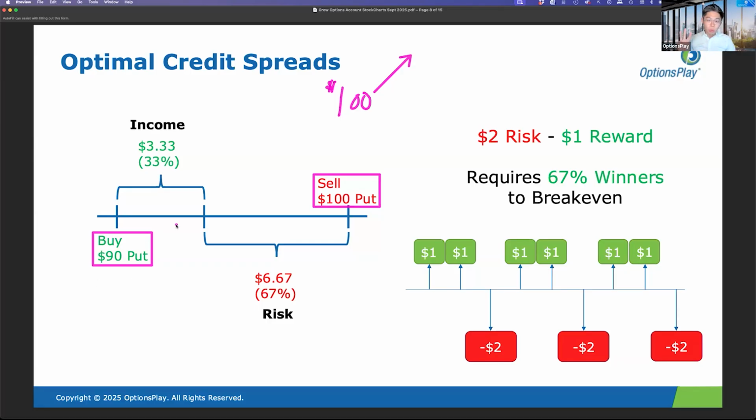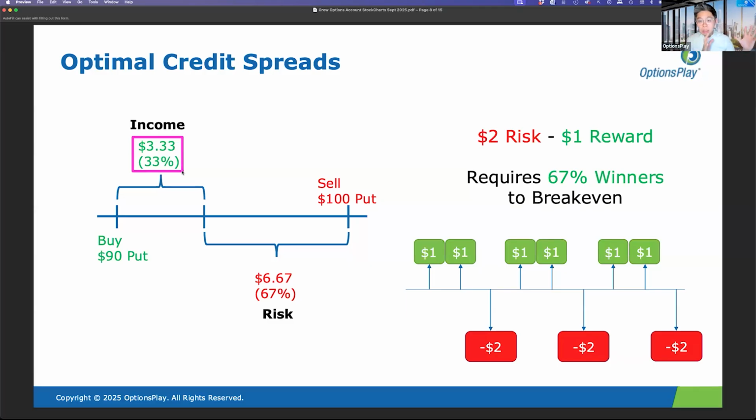So when I said before, if you sold something at a $100 strike and then bought the $90 strike, the distance between those two strike prices is $10. That's the most that you're effectively playing with. Whatever you collect out of that $10, the rest of it is going to be your risk. So if you collect the minimum, which is 33% of the vertical width, that's $3.33 out of the $10. If you collect $3.33, the rest of it, which is $6.67, is going to be your total risk.